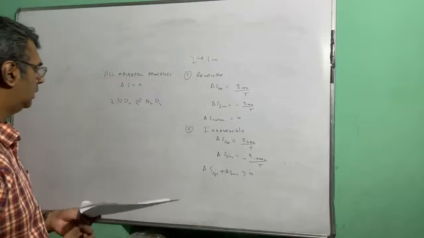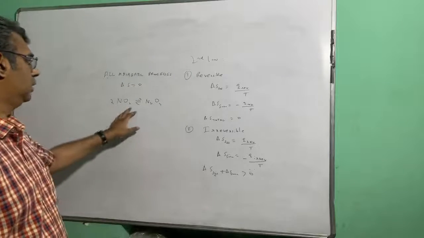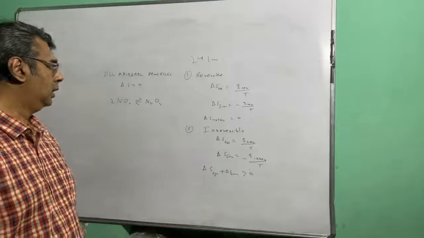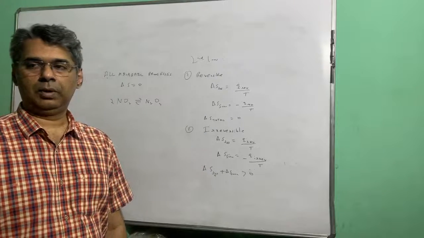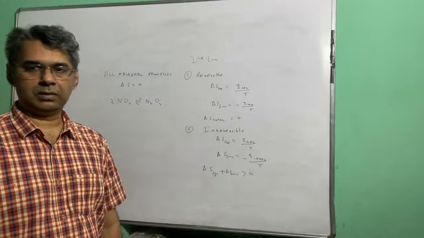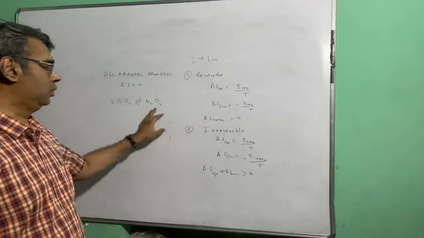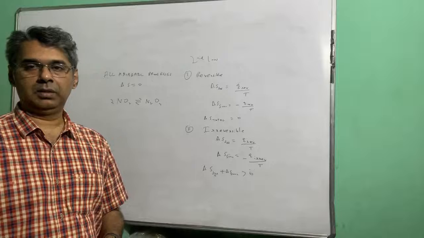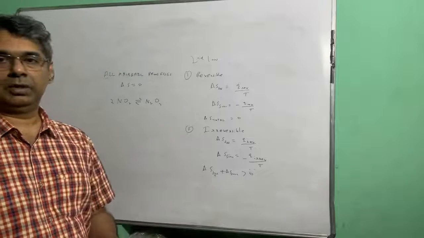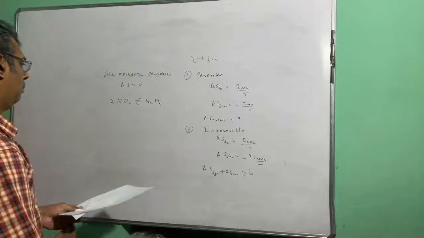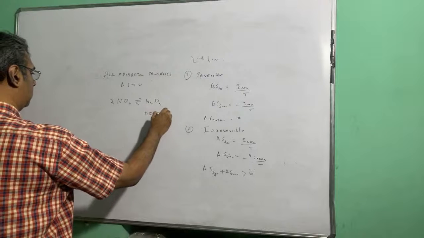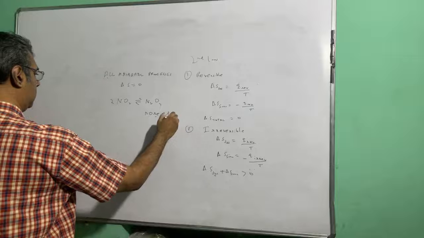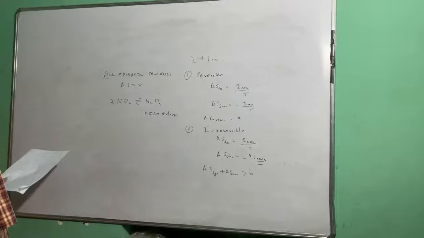Suppose you have a reaction like this, 2NO2 equal to N2O4. So here 2NO2 and N2O4, from the point of view of stoichiometry, they look the same. But N2O4 is a bigger molecule. So a bigger molecule will have more entropy. So 2NO2 equal to N2O4, that means N2O4 will have more entropy since it is a bigger molecule.